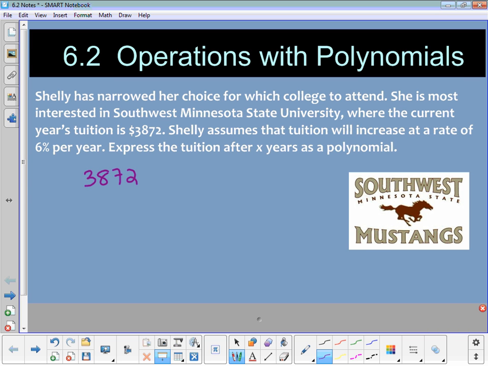$3,872, and to that we need to add 6% of that, which is 0.06 times the $3,872 times the X number of years. Okay, and then if we simplify that, multiplying the 0.06 times $3,872, that's 3,872 plus 232 and 32 cents times each number of years. So that's a polynomial that will express the current tuition that Shelley would have to pay as the years increase.